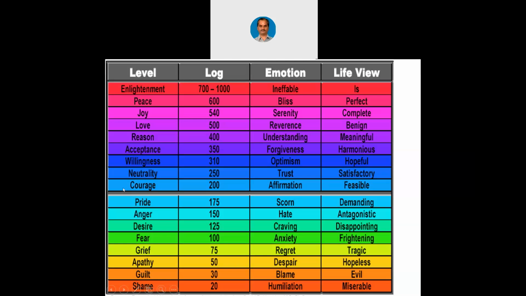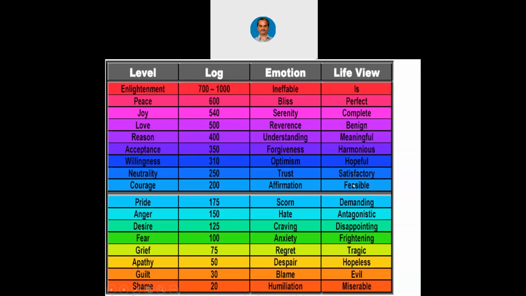Now this slide has got 2 halves, upper half and lower half. In the upper half you can see courage, neutrality, willingness, acceptance, reason, love, joy, peace, enlightenment. And it has a log scale now, right from 200, 250, 310, 350, 400, 500, 540, 600, 700, 1000. And the emotion in the case of courage is affirmation. That of neutrality is trust. That of willingness is optimism. That of acceptance is forgiveness. That of reason is understanding. That of love is reverence. That of joy is serenity. That of peace is bliss. And that of enlightenment is ineffable.